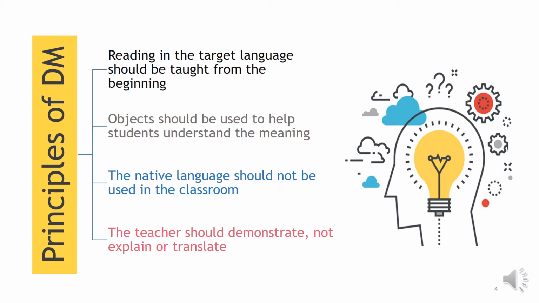Principles of direct method. Reading in the target language should be taught from the beginning of the learning process. Objects should be used to help students understand the meaning of vocabulary. The native language should not be used in the classroom. The teacher should demonstrate, not explain or translate the meaning of words.